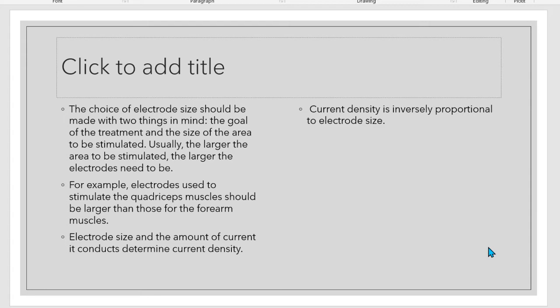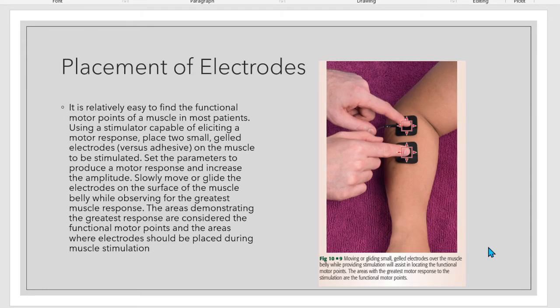So how to place an electrode? So this is one, no? So you have to detect the motor point. Although na isa sa technique katong gitudlo ko ninyo where you are going to look for the muscle belly because the muscle belly is where the usual area where the motor point is found. But you could use this technique, the moving or gliding. Okay, so this technique, first you're going to put gel on the electrode, no?